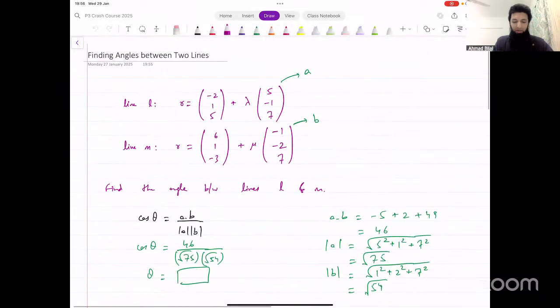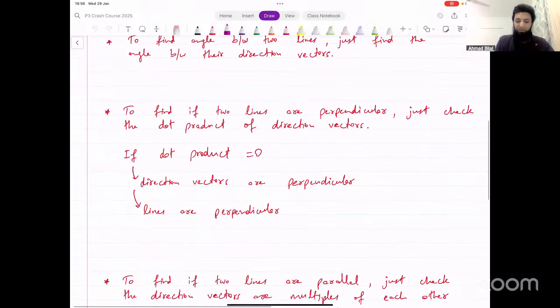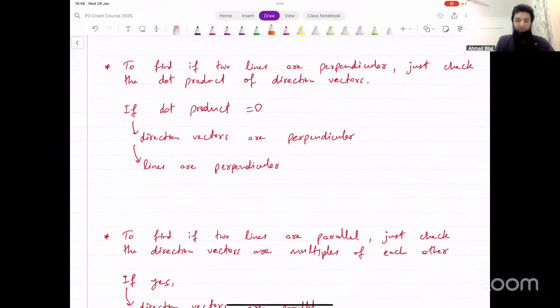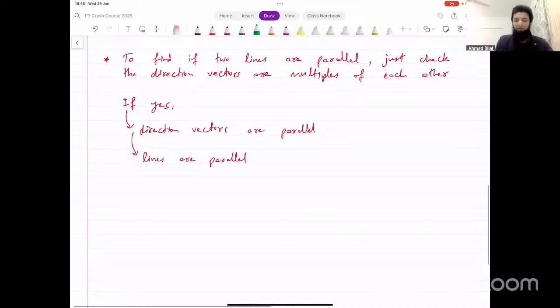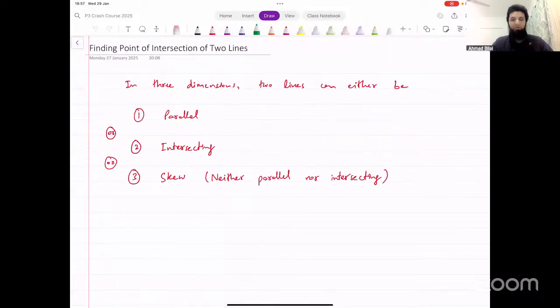Then we covered how to find angles between two lines. In order to find angles between two lines for which you have equations, you will just find the angles between their direction vectors. If you have to figure out if two lines are perpendicular, then you just check if their direction vectors are perpendicular using their dot product, and that will give you whether the lines are perpendicular or not. And similarly for parallel lines, just have to check if the direction vectors are parallel or not. That's what we discussed.